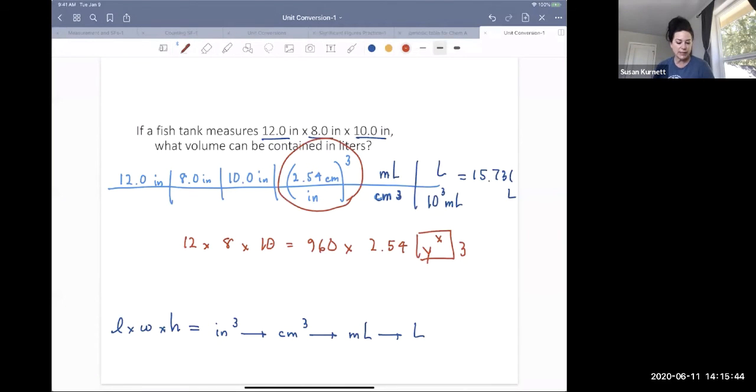Or you can just use the caret, but sometimes you're going to need the y to the x. That'll be important at some point. So you could say times and then 2.54 caret 3. But I recommend this way. How many sig figs will my answer have? 2. Yes.